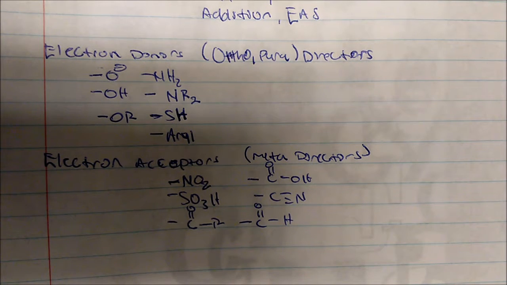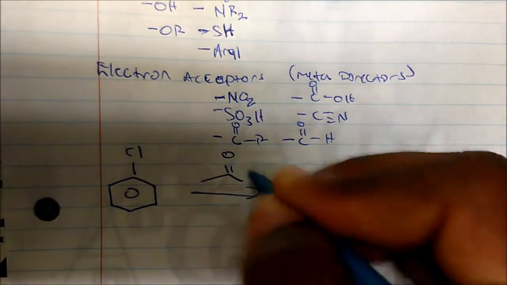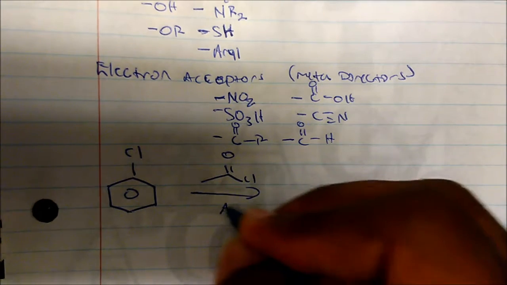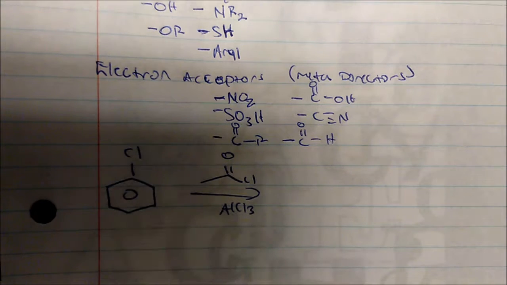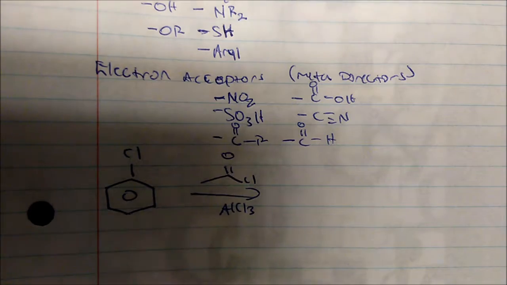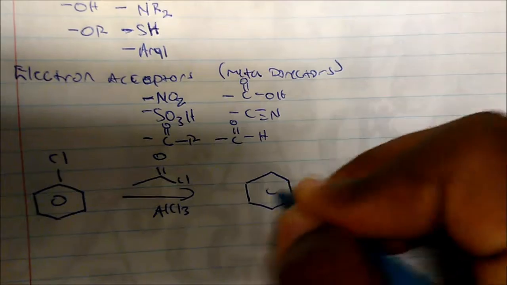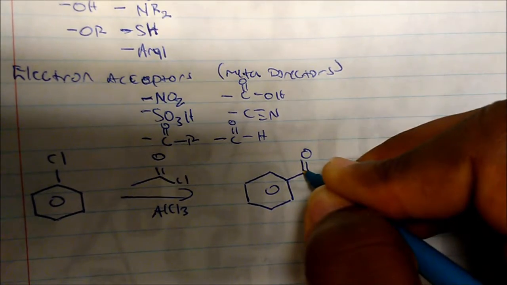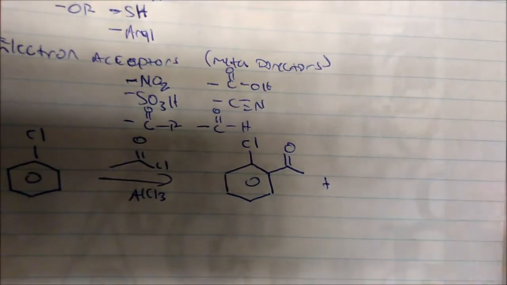What if I have this molecule here, and I decided to add acetyl chloride and aluminum trichloride? What would we get? Well, again, I see no double bonds, which means that this has to be an electron donor. But what do we say about electron donors? We'll get a mixture. So I'm going to get this product: we get the ortho product plus the para product.